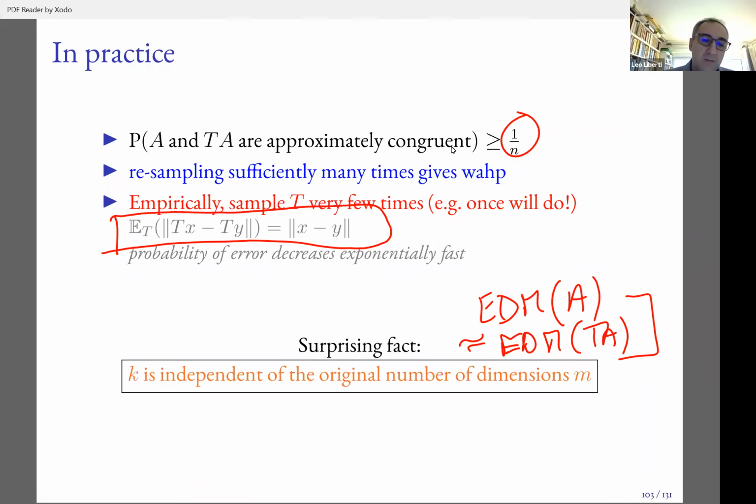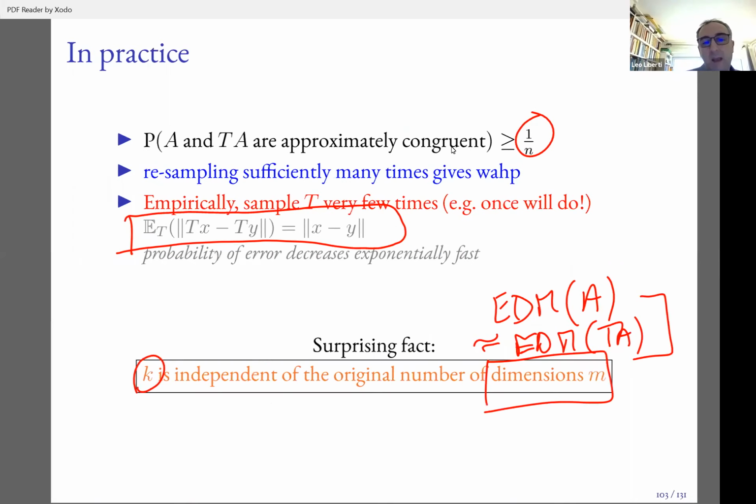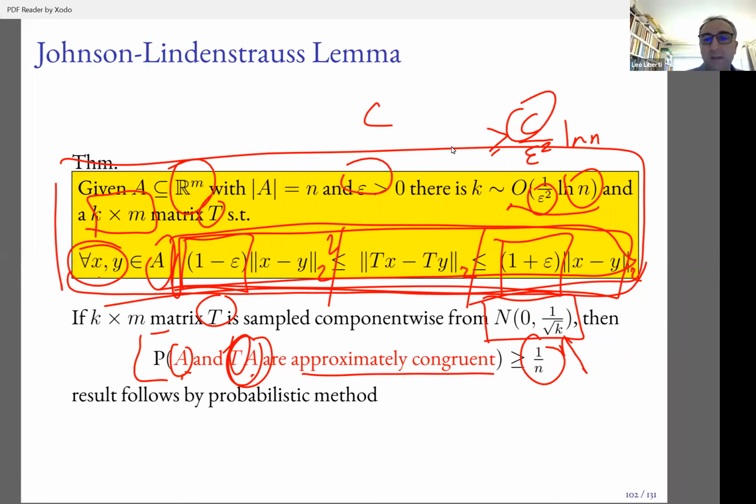The other surprising fact of this method is that K, the target dimension, the lower dimension, is independent of the original number of dimensions. It only depends on the number of vectors, logarithm of n, and on your epsilon. Okay, so that's surprising. The original dimension that you thought was exactly right for describing your data, in fact, has no bearing up to epsilon precision and up to the fact that you want to preserve Euclidean distances.